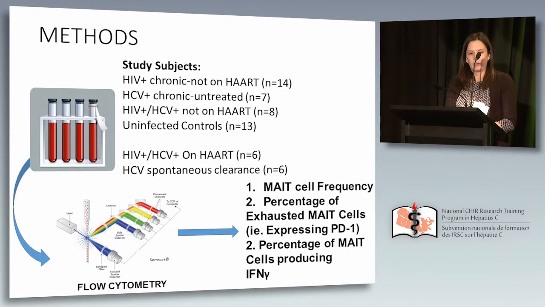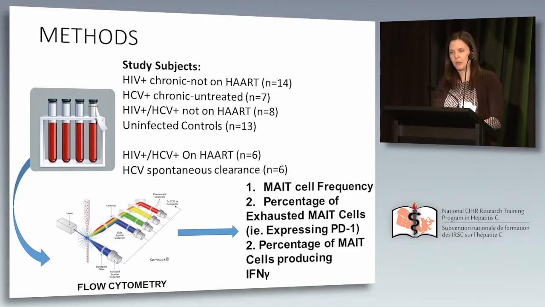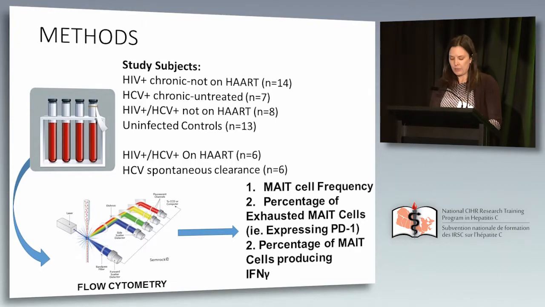So we looked at this by studying several HCV and HIV infected individuals, both those that were not on treatment: HIV-infected patients who were treatment naive, HCV-infected patients who were treatment naive, HCV-HIV co-infected patients who were not on HAART therapy or HCV therapy, as well as uninfected controls. And then later we looked at HCV-HIV co-infected individuals who had undetectable HIV viral loads and HCV spontaneous clearers. What we wanted to look at is the frequency of these cells, the percentage of these cells that are exhausted, and the percentage of these cells that can produce immune factors, such as interferon gamma.